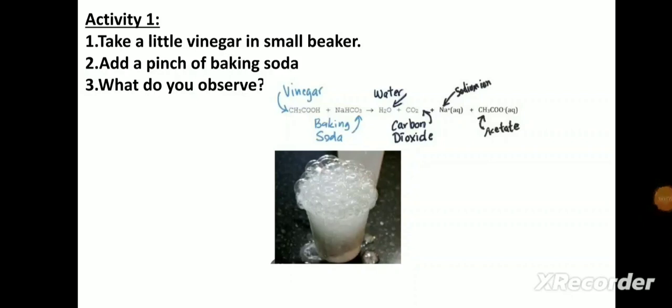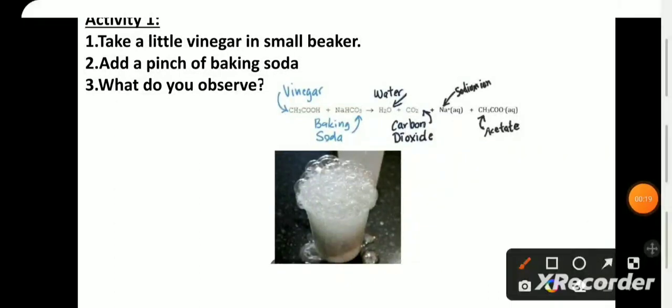Now, let's perform some activities so that we can get an idea about the chemical reactions and more about the chemical change. In the first activity, we have to take a little bit of vinegar in a small beaker and add a pinch of baking soda. I hope everybody knows what baking soda is. Then carefully observe the changes.